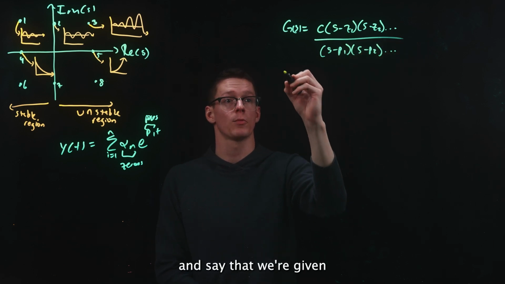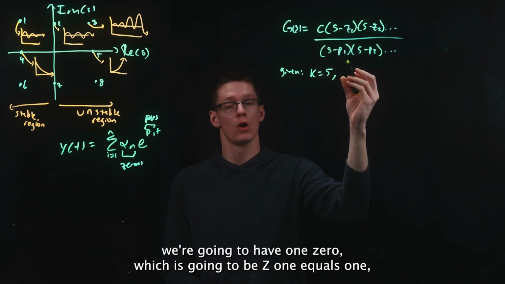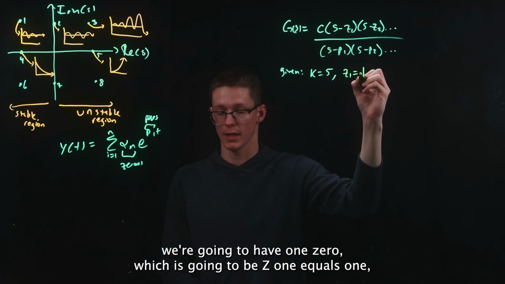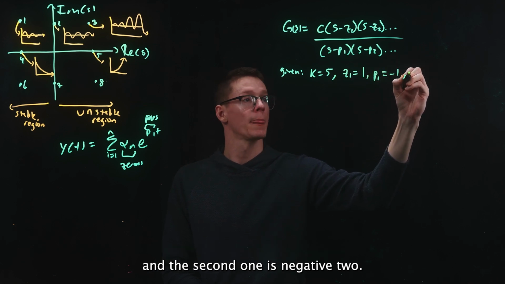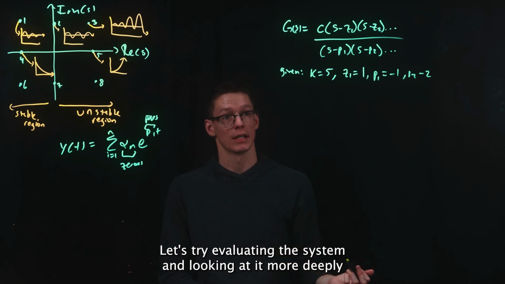And say that we're given the fact that k is equal to 5. We're going to have 1, 0, which is going to be z1 equals 1. We're going to have two poles where the first one is -1 and the second one is -2. Let's try evaluating the system and looking at it more deeply.